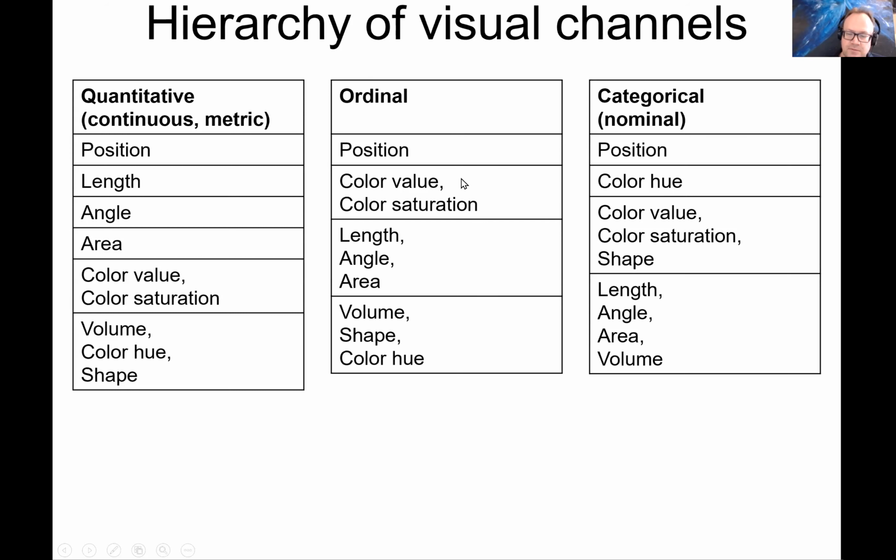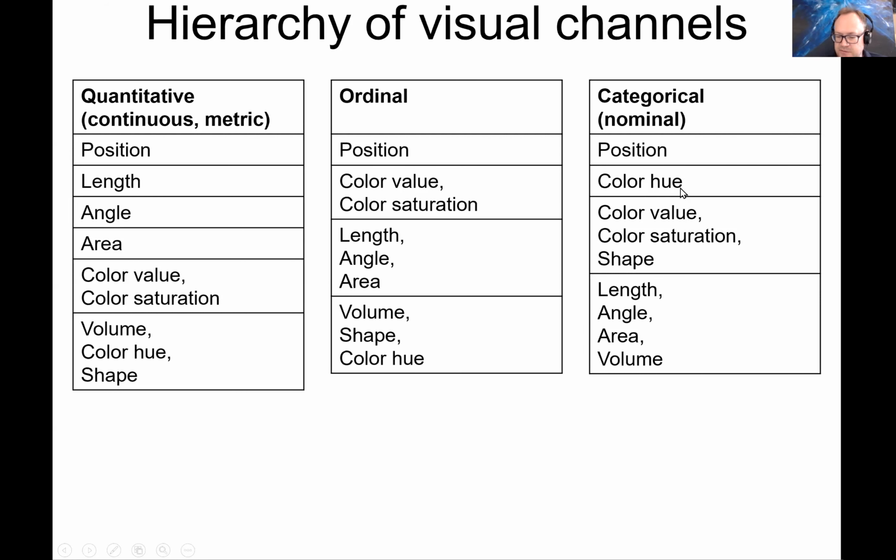So the hierarchy, okay, thank you. So the hierarchies depend on the type of variable you have. And take a look at color hue. Color hue is like a hue of the rainbow. It's pretty bad for visualizing quantitative variables, but it's pretty good if you have something categorical.